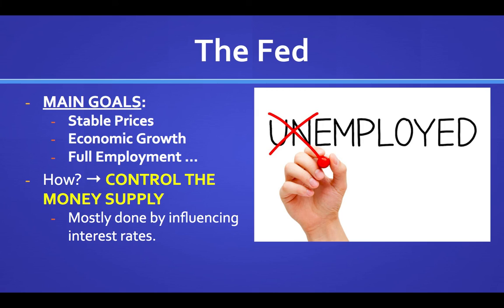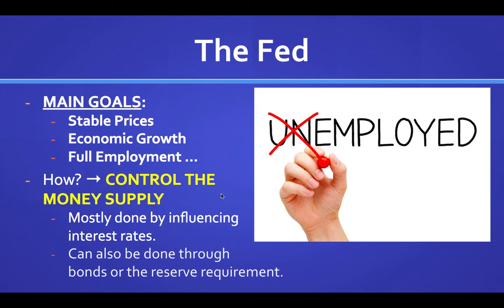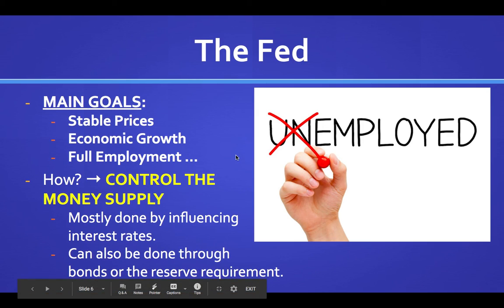Oh, interesting. Yeah. So there's also two other tools they have, the buying and selling of government bonds, which we'll talk about, and then also something called the reserve requirement.